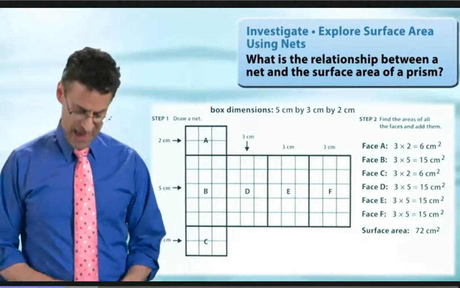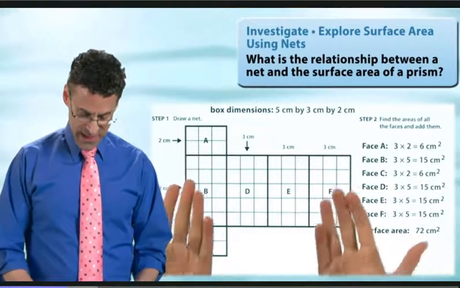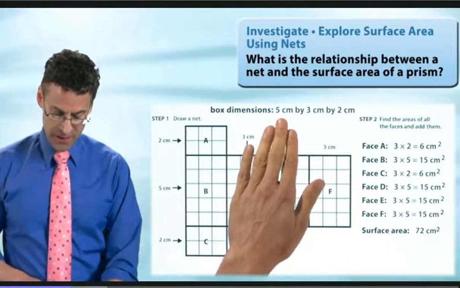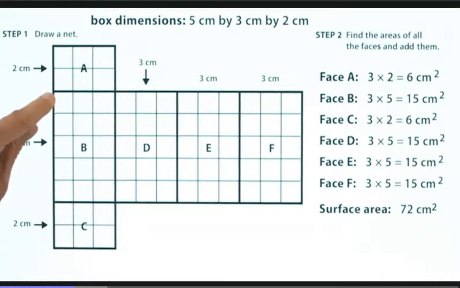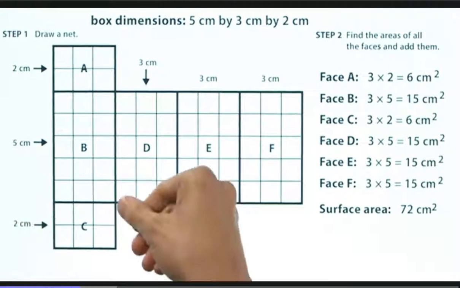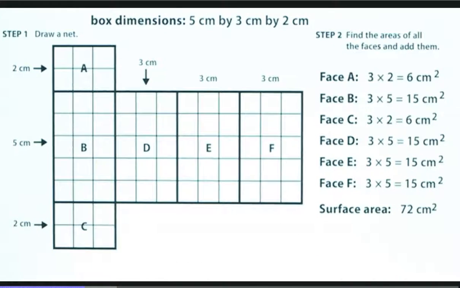Well, here is the net, meaning here is the schematic that we would take and then fold up in order to make the box that would have dimensions 5 centimeters by 3 by 2. And check it out. You can see it for yourself. Here's the 5 centimeters. Here's the 3 centimeters. And here's the 2 centimeters. So when you fold up all these pieces, we should be able to, in fact, get the box.